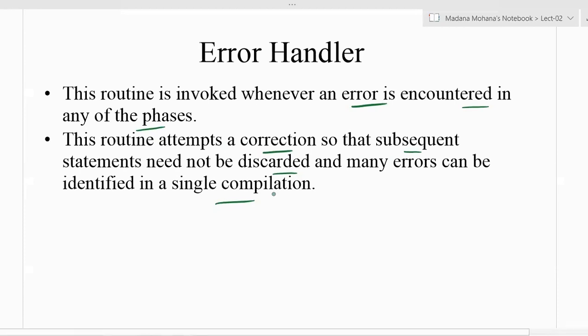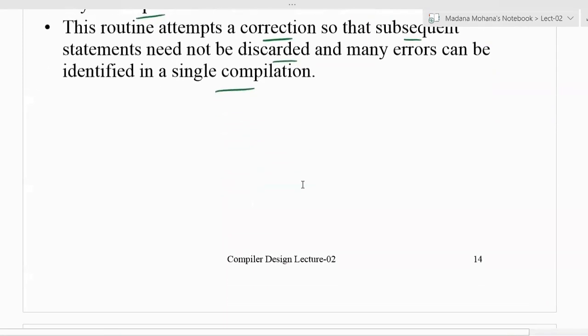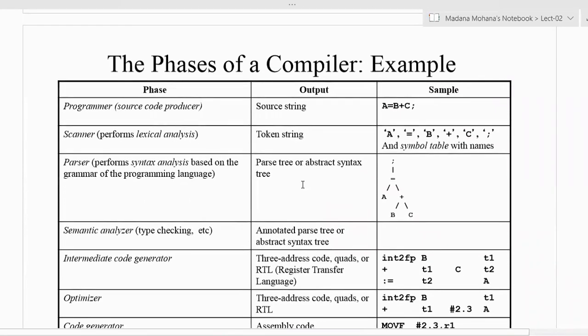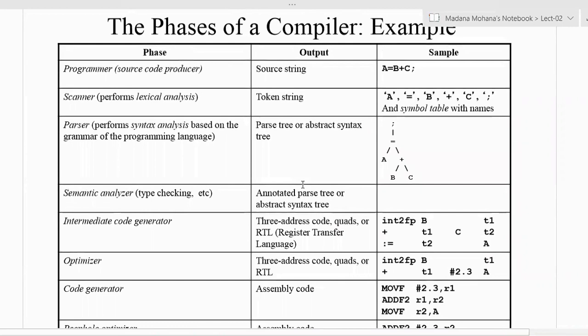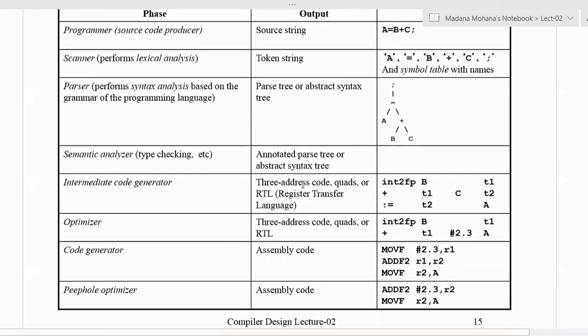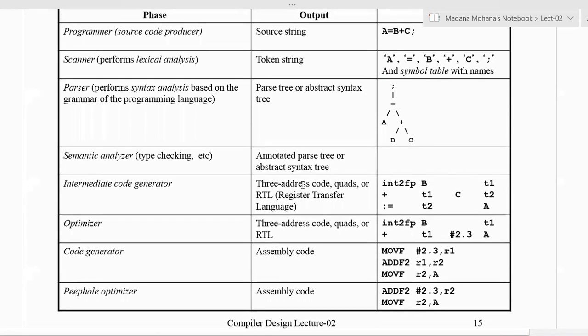So these are all about the 6 phases, the symbol table and the error handler. Later we will discuss more about all the phases. Now we will take one example, then see how to convert that example through the different phases of the compiler. We will discuss that in the next class, followed by other topics.